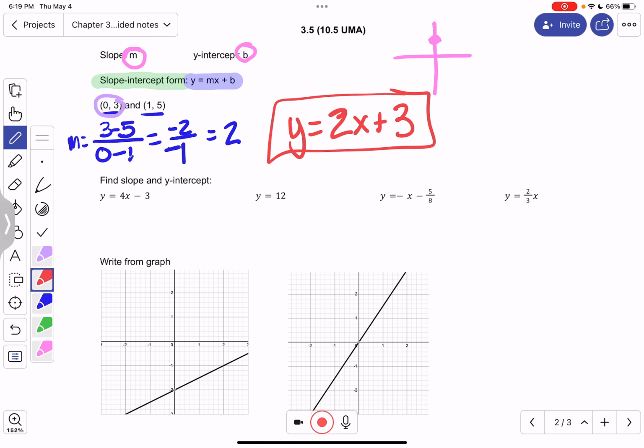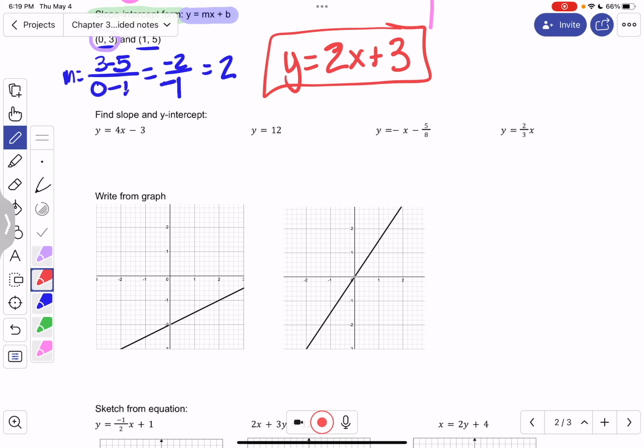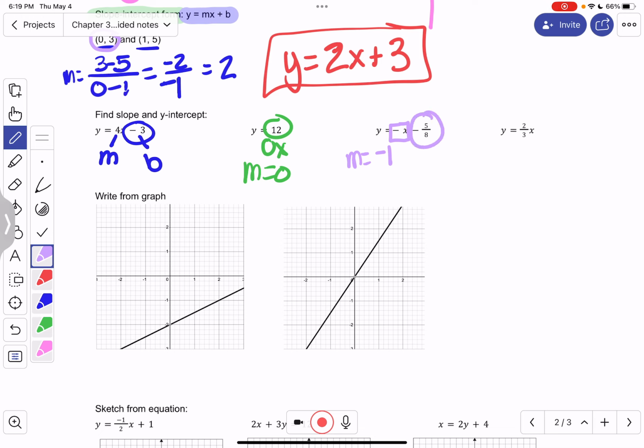If we look at these equations, we can find the slope and the y-intercept right from the equation. The first one, 4 is the slope, negative 3 is your y-intercept. The second one, there's no x. So that's like saying 0x. So our slope is going to be 0, and 12 would be the y-intercept. The third one, this negative sign in front of the x is like saying negative 1. So our slope would be negative 1. And then our y-intercept would be negative 5 over 8. The last one, this is with the x, so our slope is 2/3, and there's no b, so our y-intercept would be 0. That's how you do it from the equation.